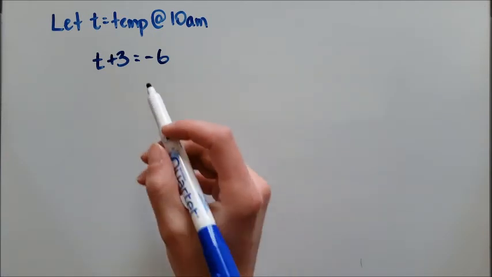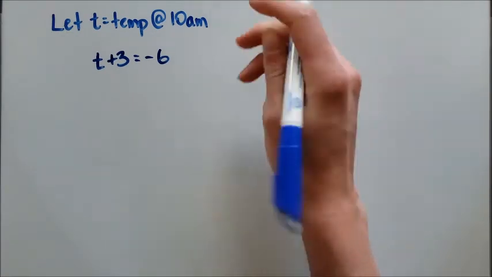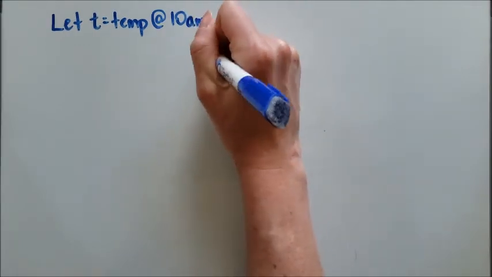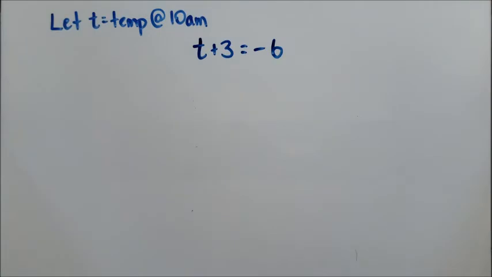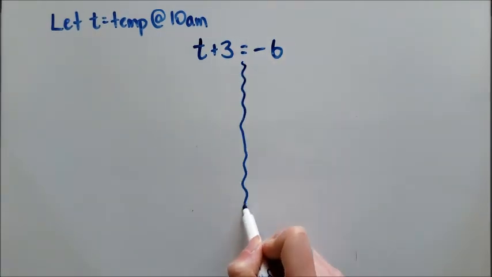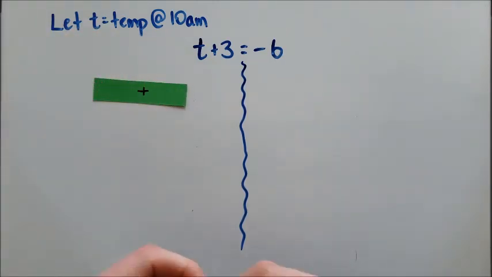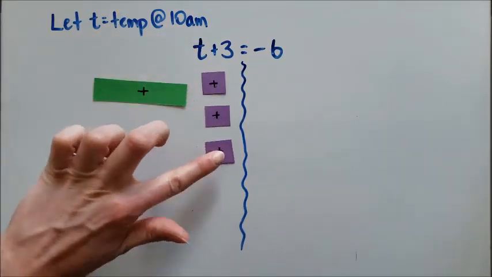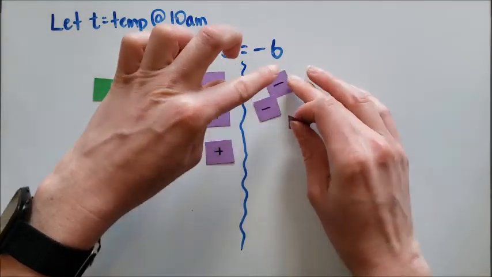So what we're going to do is we are going to do this with our algebra tiles. So I'm actually just going to move this over to the middle. So T plus 3 equals -6. I'm going to get my equals line in there, and I'm going to start representing it. So T plus 3 is equal to -6.